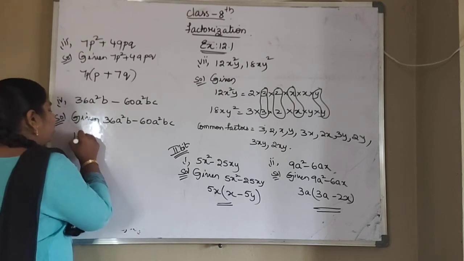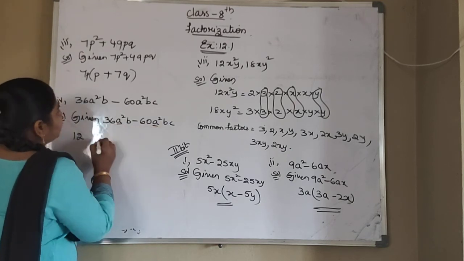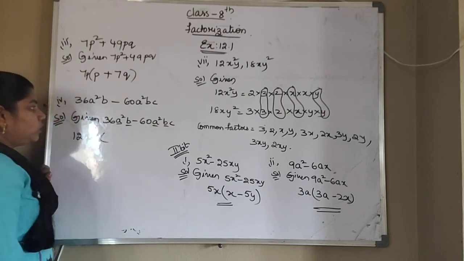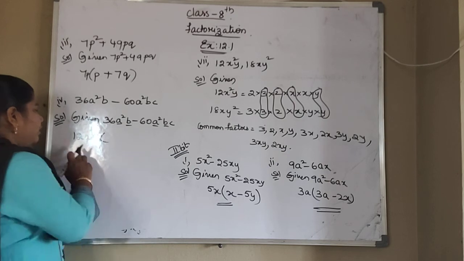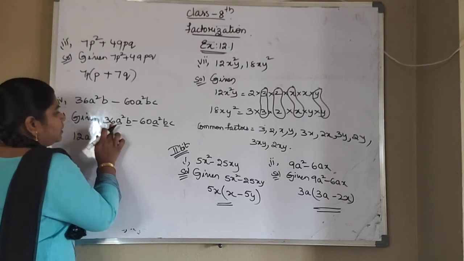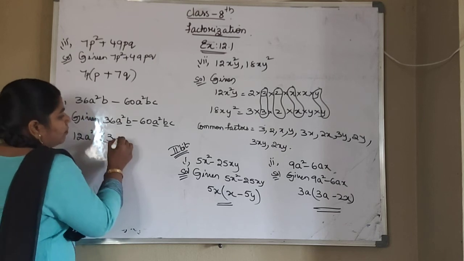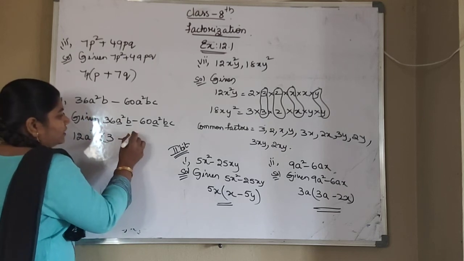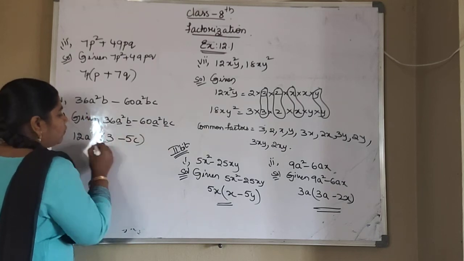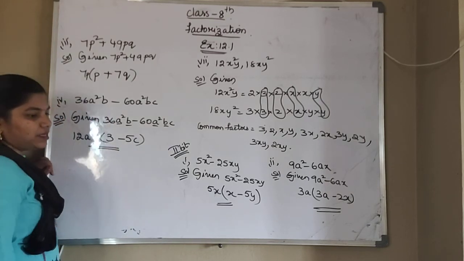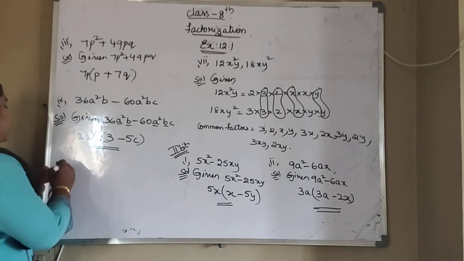So 12 is common and a square is common and b is common. Okay, so remaining terms we have to write. 12 3s are 36. No term is common here, already we have taken everything out. Minus, here 12 5s are 60, c. So what is the answer here? 12a square b into 3 minus 5c is our factorization.